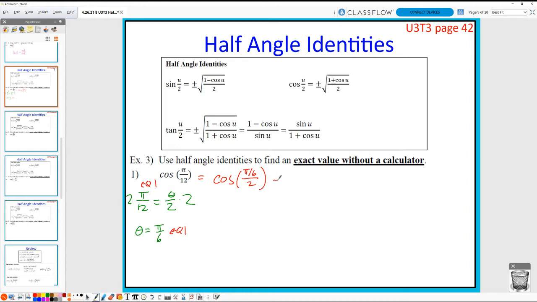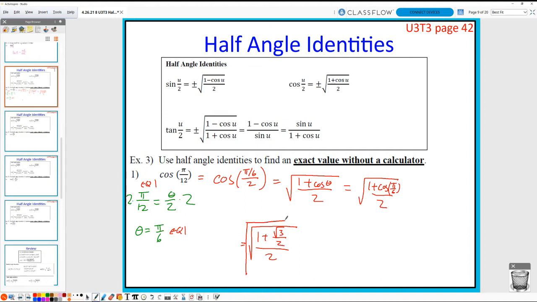So I'm going to rewrite this as equals the positive version of root 1 plus cosine theta all over 2. But theta is pi over 6, so I'm going to replace that. 1 plus cosine of pi over 6 over 2. I know what the cosine of pi over 6 is, which is root 3 over 2, all over 2. And it is okay to leave it as such. If you know how to combine that to make it look a little bit nicer, feel free to do so. You're not required.